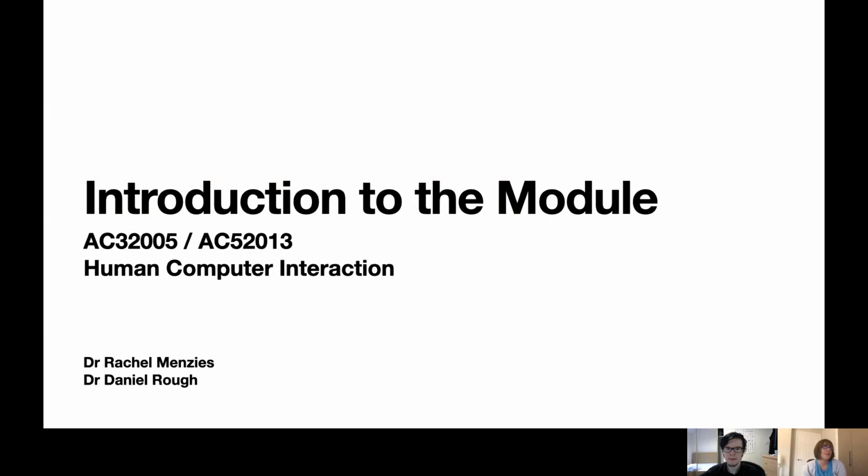The module on human computer interaction. So there are two modules as part of this. There are AC52013, that's level 3 students, and AC52013, and that is the MSc students. So everyone will be taught together for some of the time and separate for some other parts, which we'll get to in a second.